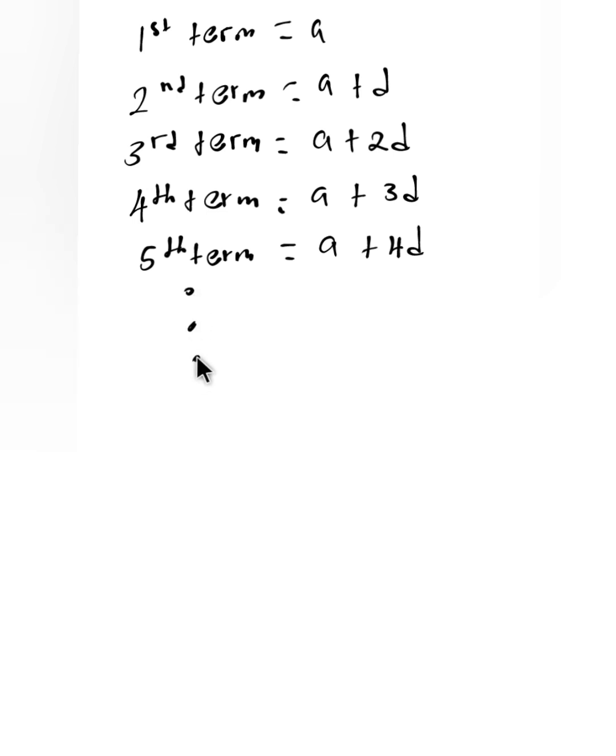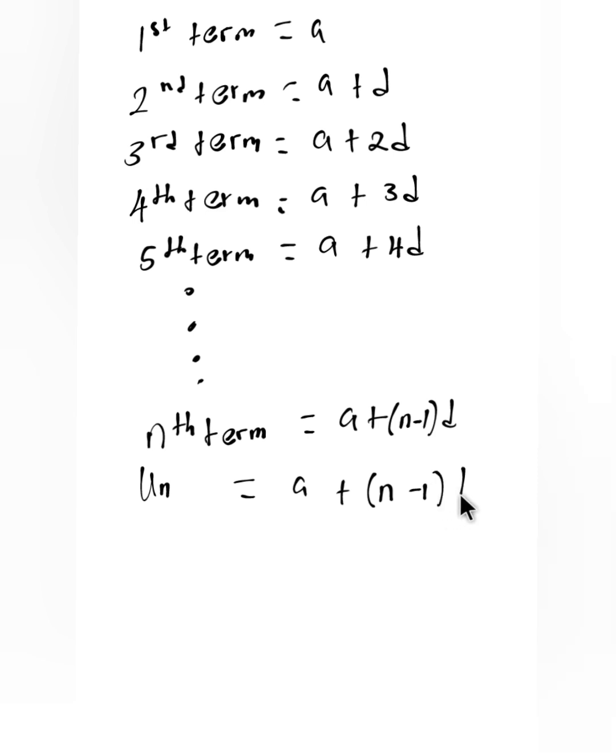So with this we can find the nth term, which is equal to a plus, if you observe, when this value is 3, here is 2; when this is 4, here is 3. You observe that the value here is 1 less than the value here. So it becomes n minus 1 times d. And this is the general formula for the arithmetic progression. We have that un is equal to a plus (n minus 1) d. So with this formula, we can solve any problem under the arithmetic progression.